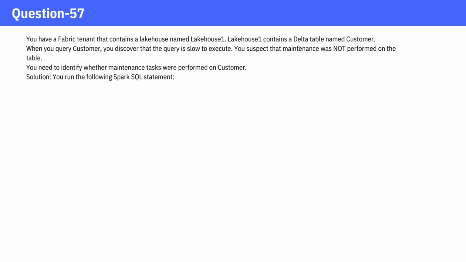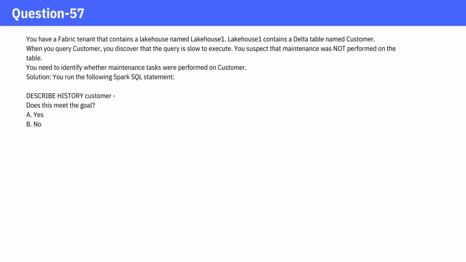Question 57. You have a Fabric tenant that contains a Lakehouse named Lakehouse 1. Lakehouse 1 contains a delta table named Customer. When you query Customer, you discover that the query is slow to execute. You suspect that maintenance was not performed on the table. You need to identify whether maintenance tasks were performed on Customer. Solution. You run the following Spark SQL statement. Describe history Customer. Does this meet the goal?